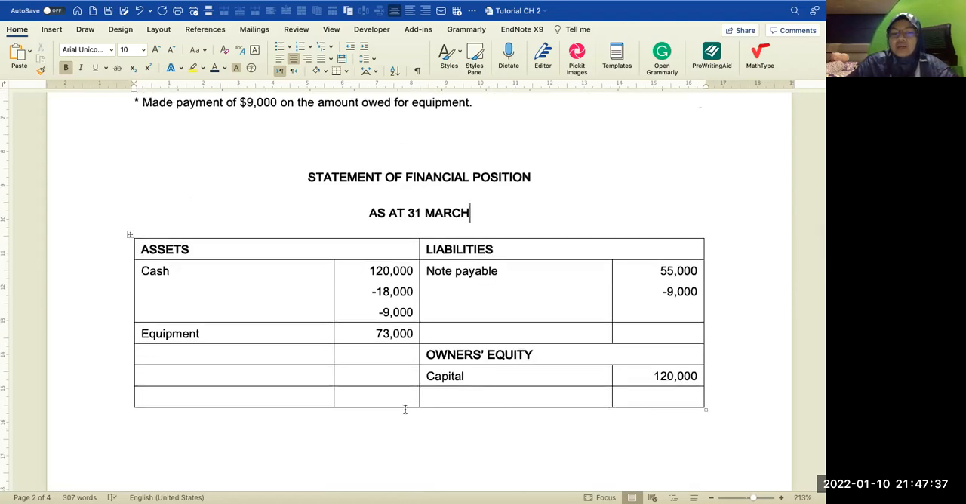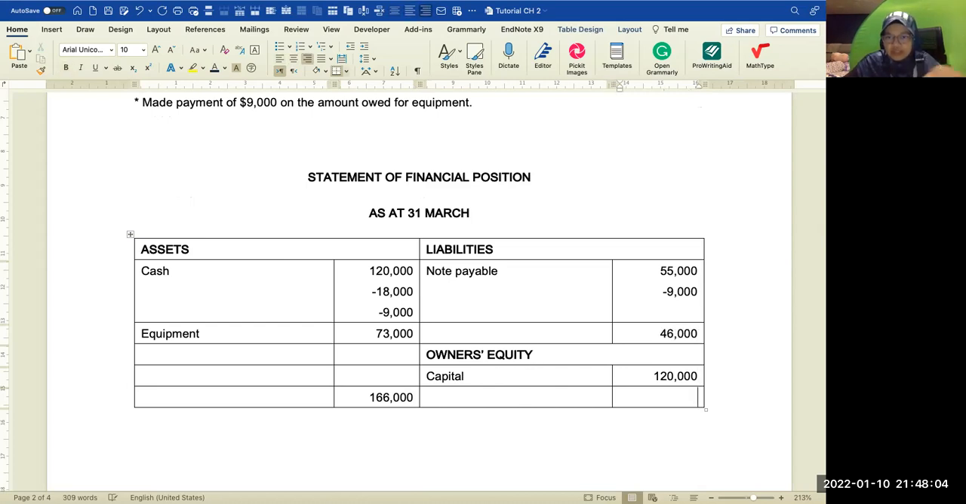Of course you have to have the totals at the bottom here. So what is the total here? We have asset 120 minus 18 minus 9 plus 73, so the total here is 166,000. What about here? Total here is 55 minus 9 equals 46,000.